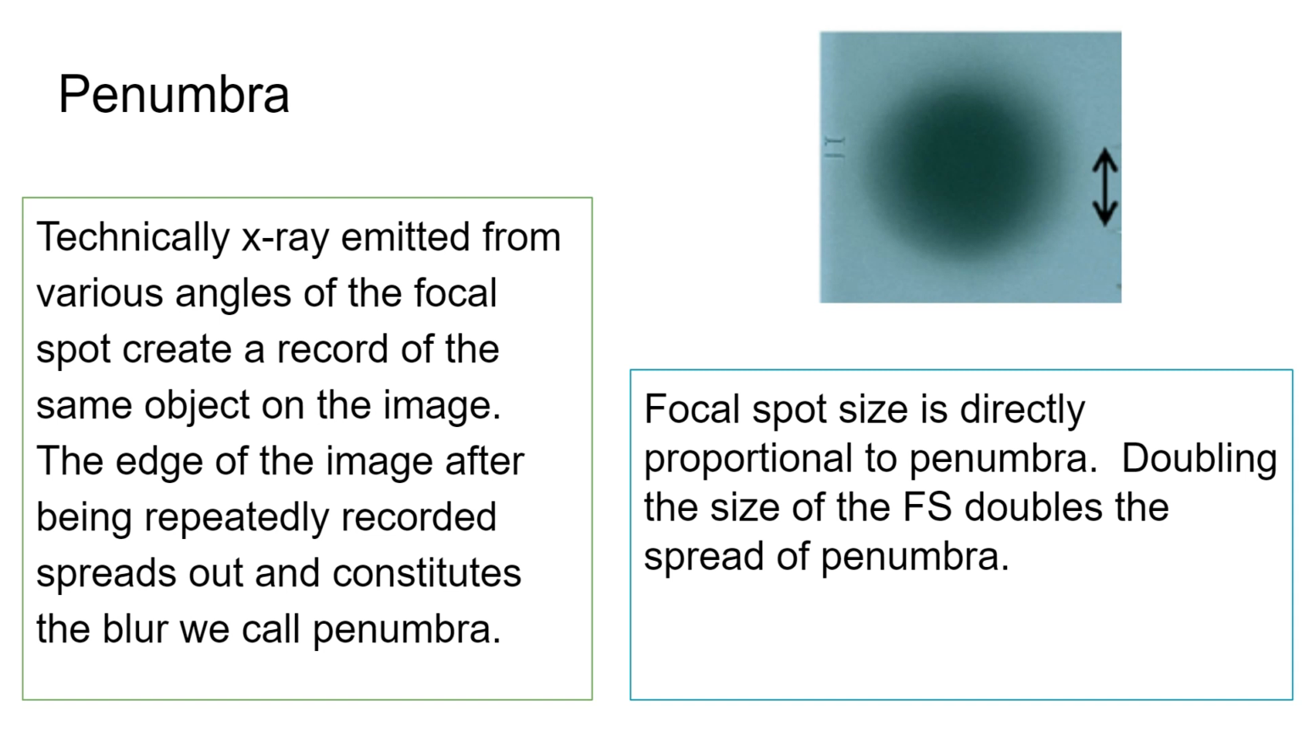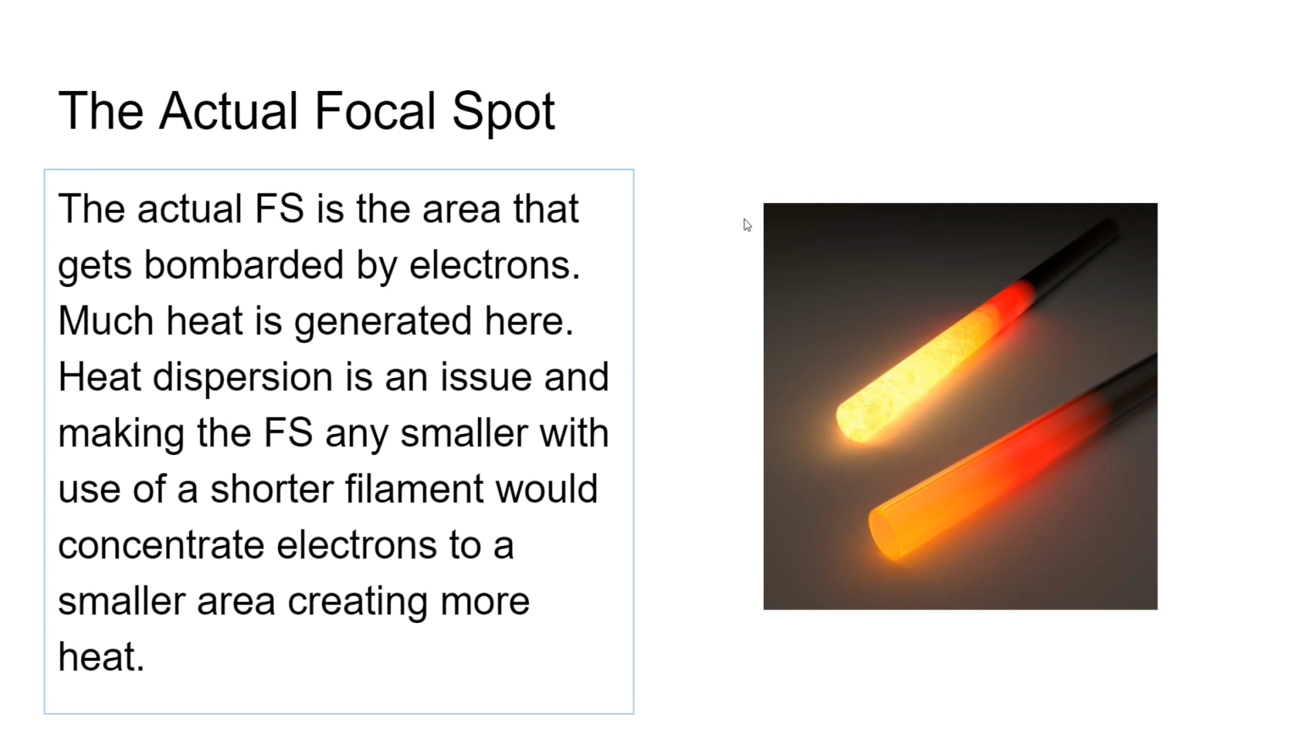And it's proportional, not just proportional in that both arrows go up, but it's directly proportional, which means if you double the size of the focal spot, the penumbra gets bigger, which is worse. Not just bigger, double. Double one, the other one doubles.